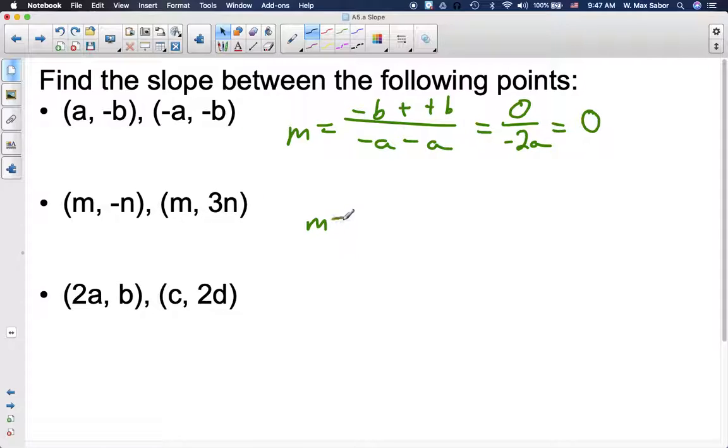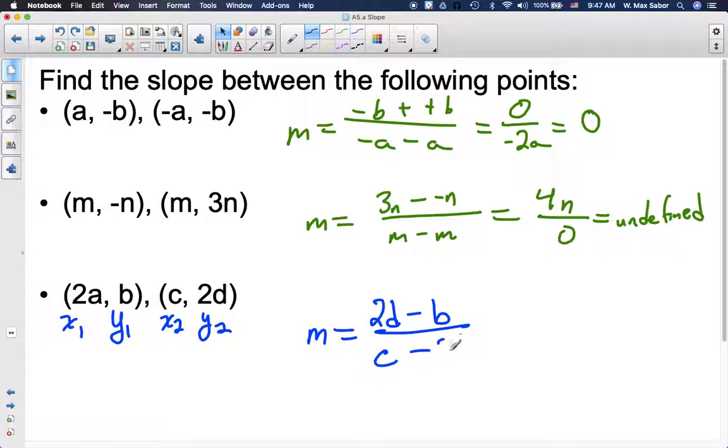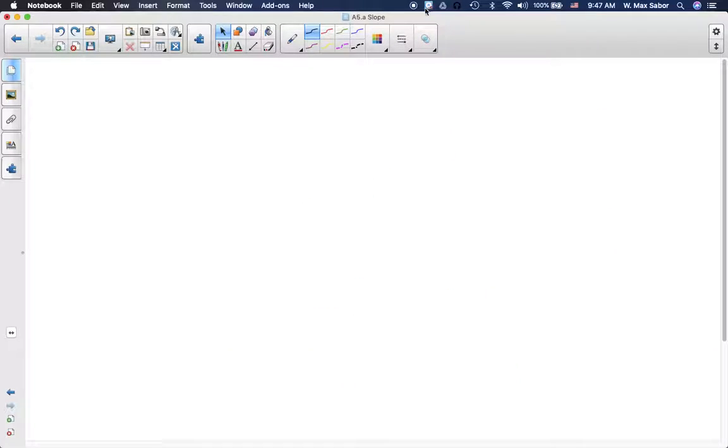Here, the slope is 3n minus negative n over m minus m equals 4n over 0, which is undefined. You can't divide by 0, so this must be a vertical line. And here the slope is 2d minus b, remember y2 minus y1 over x2 minus x1. So this is not able to be simplified, so that's our answer. Can't simplify that further. That's how you calculate slope.